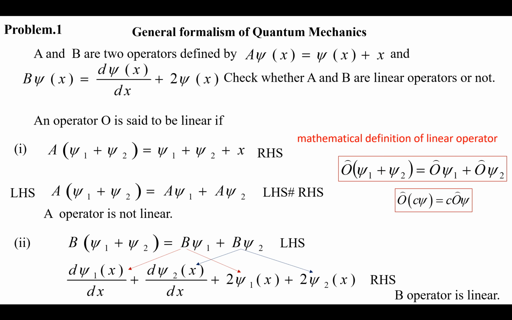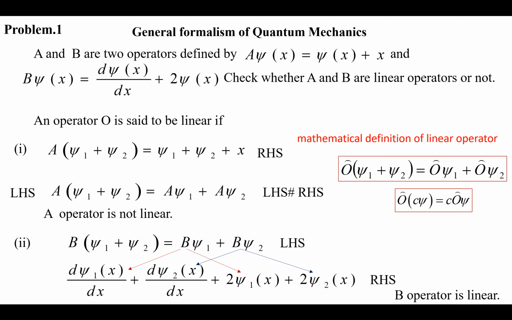That is B psi of x, which is equal to d psi of x by dx plus 2 psi of x. And of course use the additive property for B psi of x, which is equal to B of psi 1 plus psi 2. So left hand side will be B psi 1 plus B psi 2. What is the right hand side? We will go with right hand side, which is given as d psi 1 of x divided by dx, and of course psi 1 plus psi 2, so d psi 2 of x divided by dx plus 2 psi 1 of x plus 2 psi 2 of x.